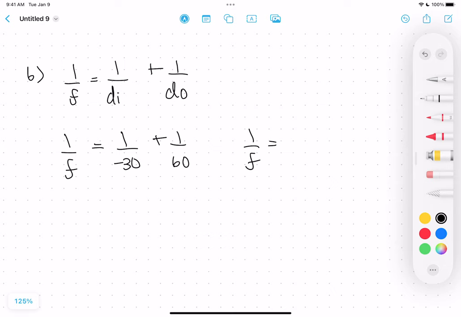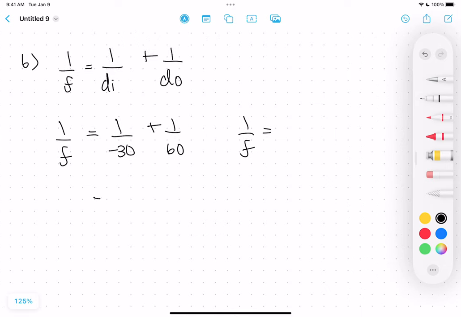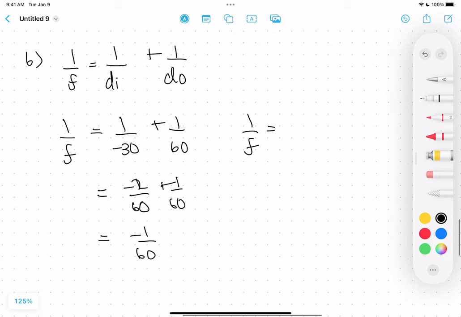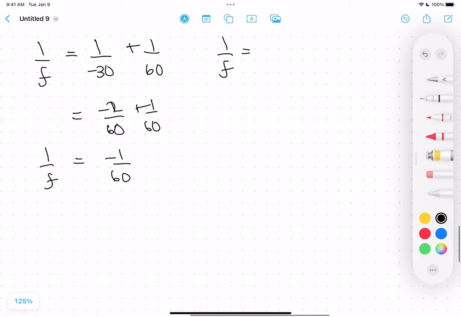So what is it? Make your denominator 120. Exactly. So negative 2 over 60 plus 1 over 60. So this should be negative 1 over 60, and that's your 1 over f. So if that's your 1 over f, then your f is essentially just negative 60 centimeters. And what would that indicate? Is that a concave or a convex mirror in this case? Convex, right? The reason is that a virtual image was produced and you have this negative focal length.